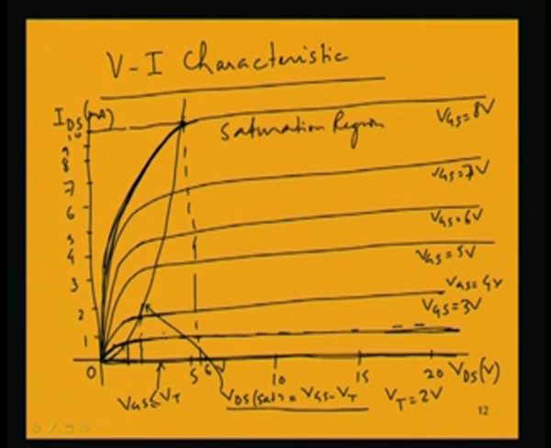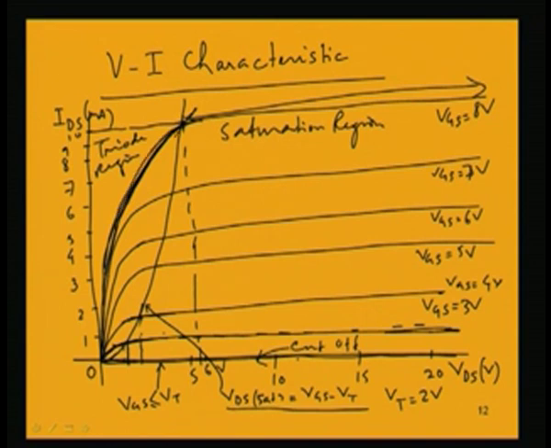for this MOSFET. This is the saturation region for the MOSFET, and this is cutoff because below this value of VGS equal to V threshold, the device is in cutoff. So, this is the cutoff. Below VGS equal to 2 volt, it is cutoff, and this region is called the triode region, where the current rises almost linearly. This is the triode region.